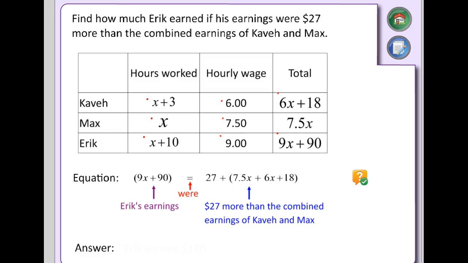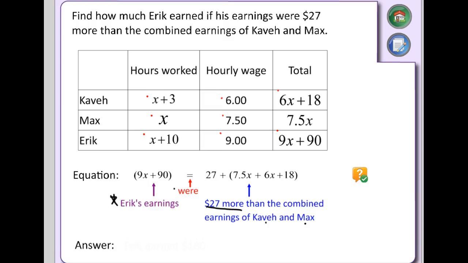Now, we need to go back and read that beginning statement to help us with our equation. It says, find how much Eric earned if his earnings, okay, Eric's earnings, where's our equal sign, 27 more, so that's where the 27 plus, and then the combined earnings of Kaveh and Max. And so that's in my parentheses. So does everybody kind of understand how we came up with that equation?